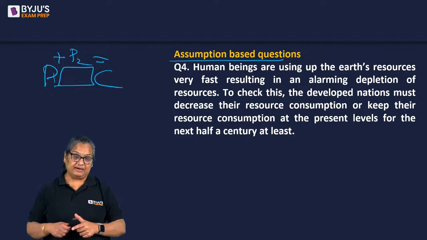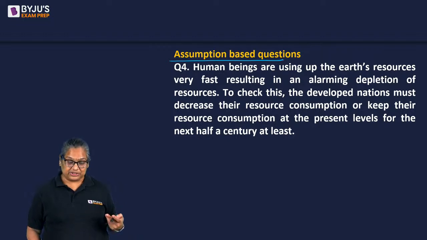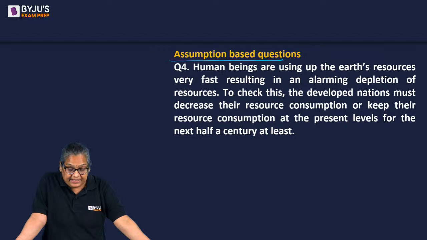Correct? Same way here, read what has been given to us, read the conclusion, and then we'll try to find what the assumption is. Human beings are using up the Earth's resources very fast, resulting in an alarming depletion of resources. We all know that. To check this, the developed nations must decrease their resource consumption or keep their resource consumption at the present levels for the next half a century at least.